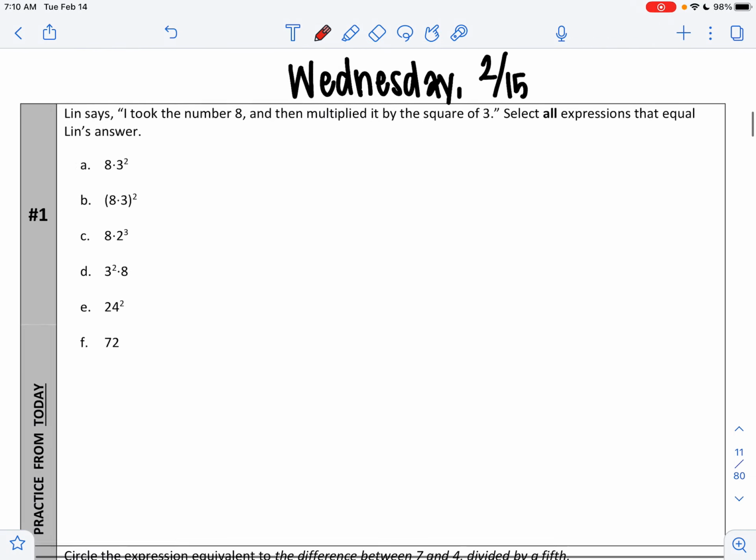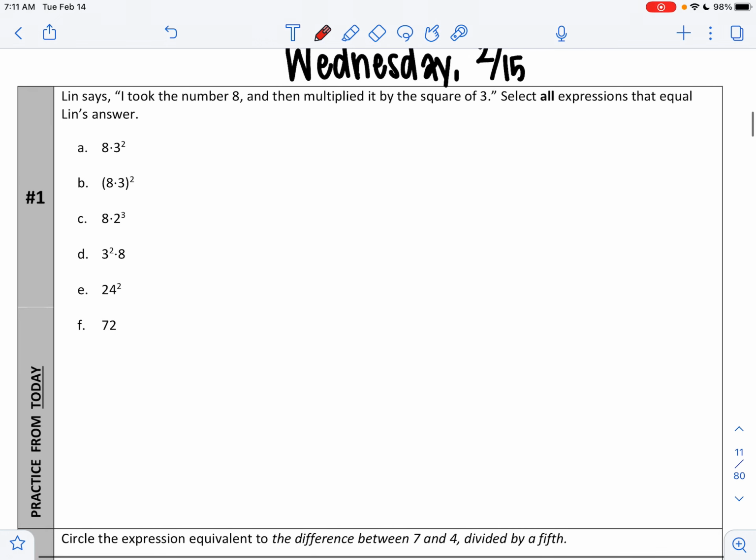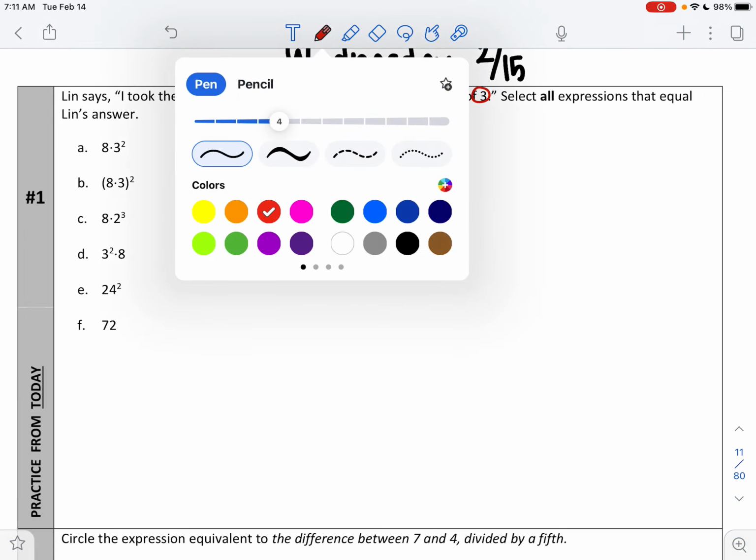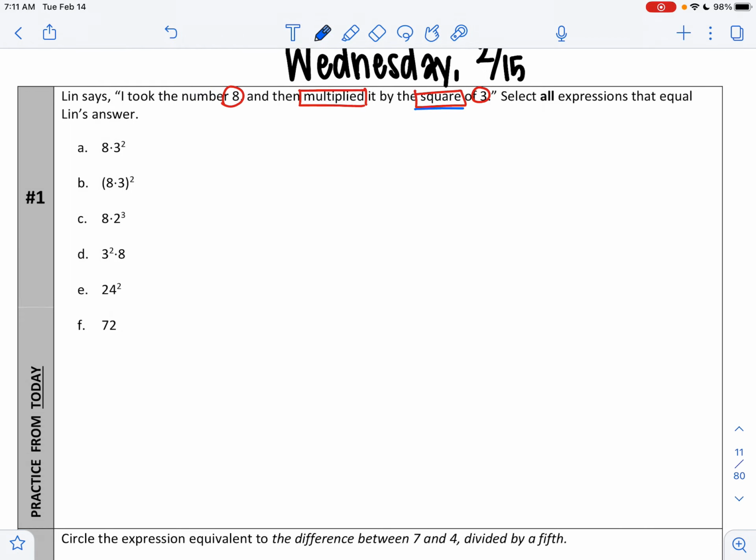All right, let's take a look at Wednesday night's homework. Lynn says, I took the number 8, then multiplied it by the square of 3. I'm going to annotate that. She started with the number 8, then she multiplied it by the square of 3. Select all expressions that equal Lynn's answer. So you're just thinking about which of these expressions show the square of 3 multiplied by 8.